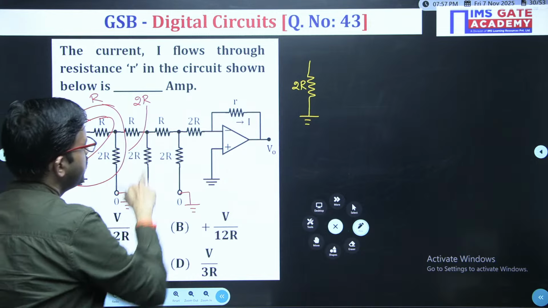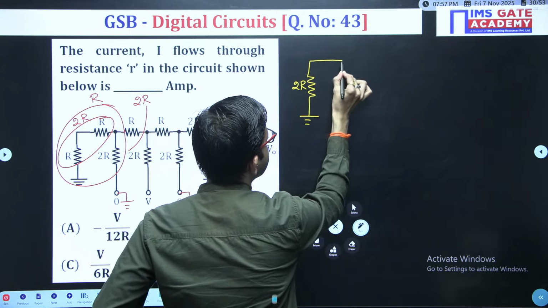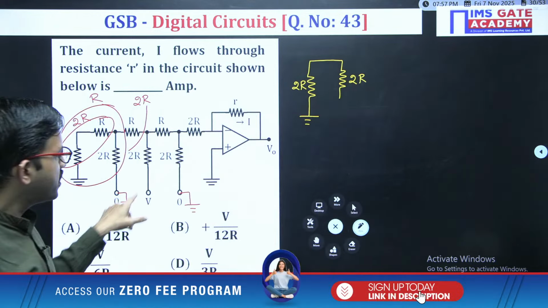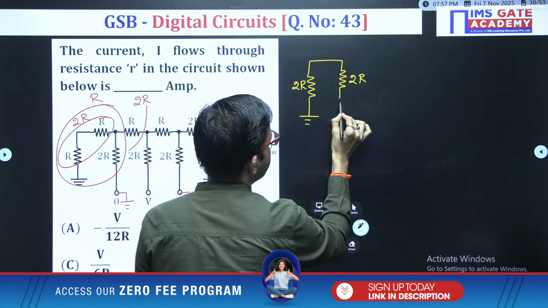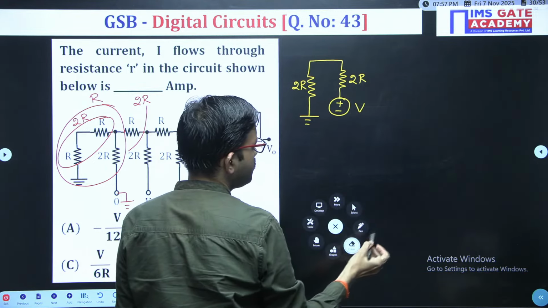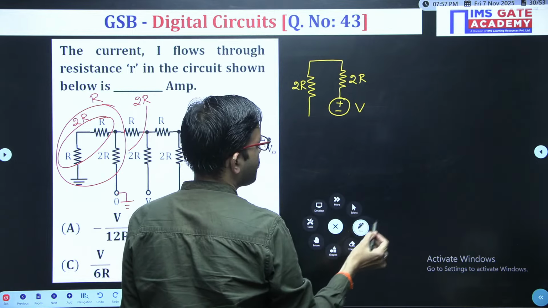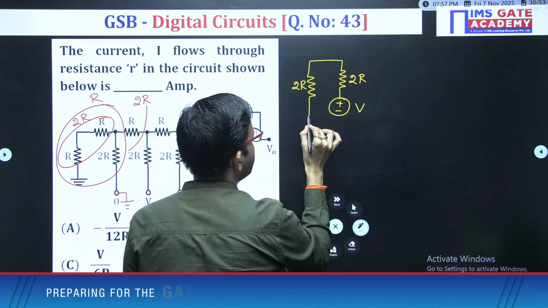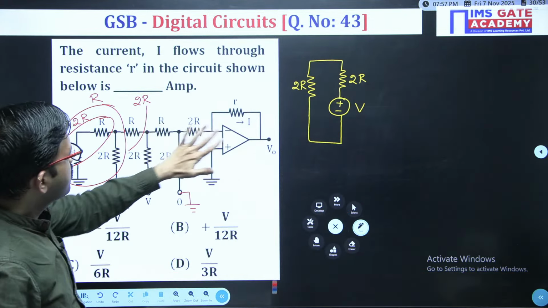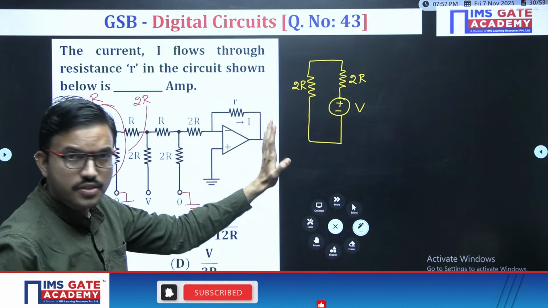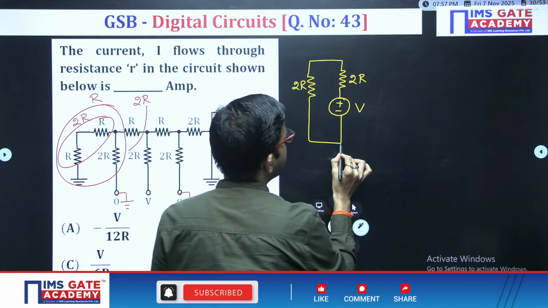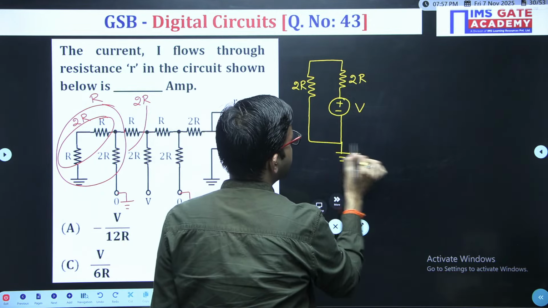Next here you're having 2R, and then you're having supply voltage V. Supply voltage V is there, so I'm representing the voltage source here as V. Now this part of the circuit you're having. Forget about the rest of the circuit, just remove it, then this terminal becomes open.